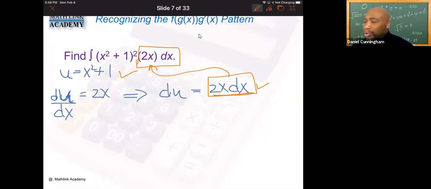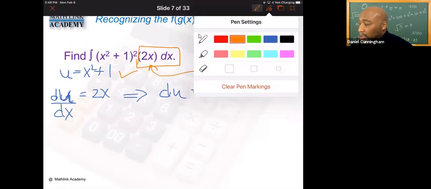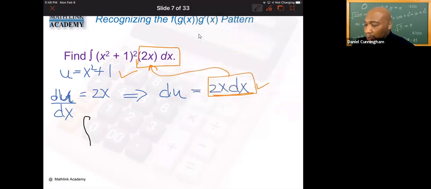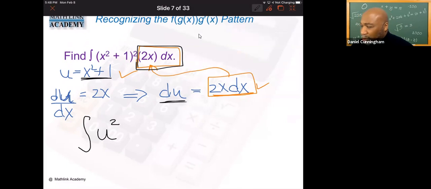So now we're going to rewrite the integrand with respect to u. What do you mean by that, Mr. C? I'm going to integrate. This is what u is, so it'll be u squared, and my 2x dx is going to equal just du. All I did was substitute. Now that's easier to find with respect to u.